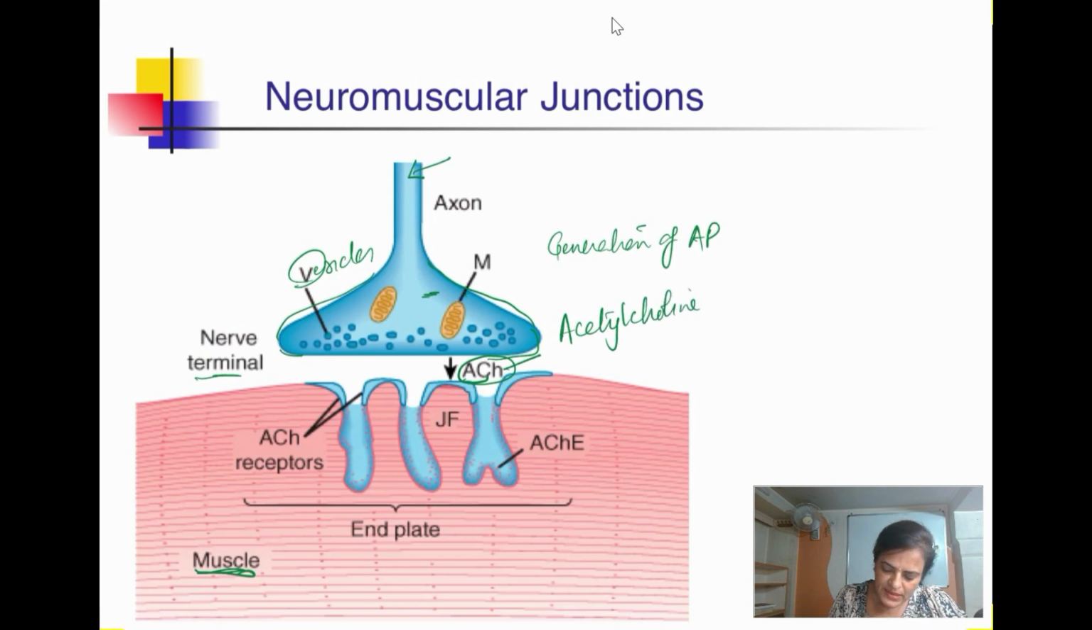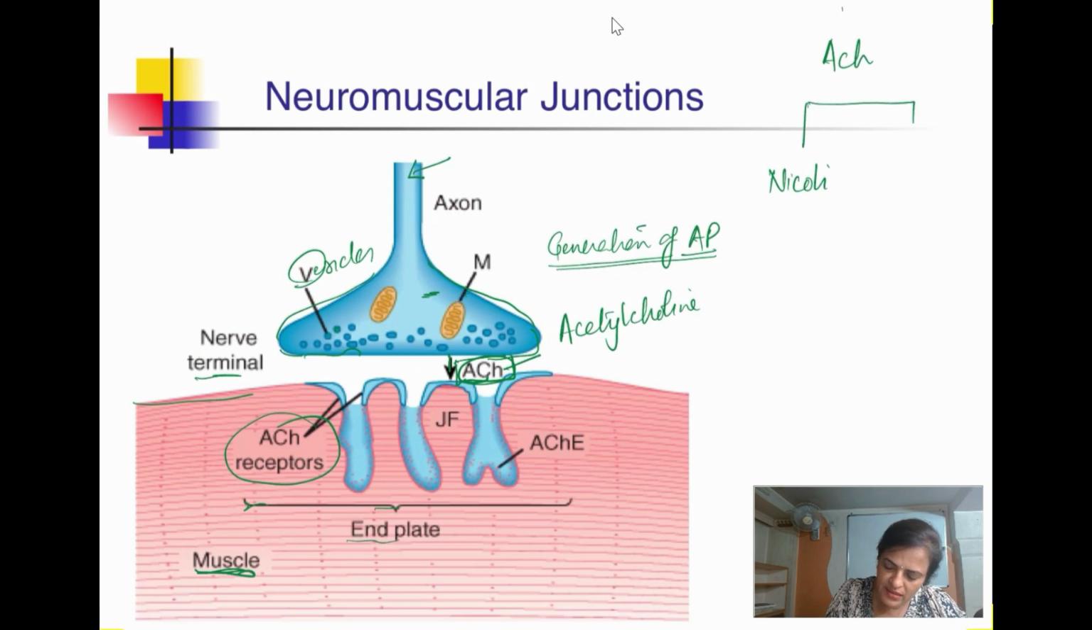Once the action potential is generated, there is a fusion of these vesicles with the end membrane, and ultimately there is a release of acetylcholine in the synapse. Now on the muscle end plate, there are acetylcholine receptors. Now what kind of receptors are they? As you know, I'll write here, acetylcholine acts on two types of receptors.